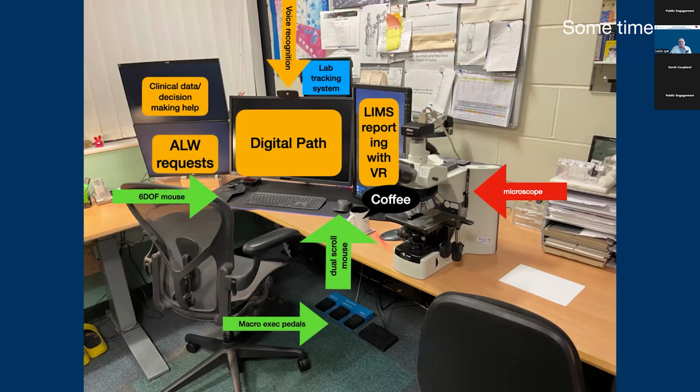On the left side, I have got the additional laboratory work request software, which we are using in an Excel-based way. And I have got my, with a slightly big word, clinical decision making system, the decision support systems and clinical data on the left side of the screen. My daily driver is a 6 degrees of freedom mouse, which is the 3D connection, very, very useful. And in the past, I was using the dual scroll wheel mouse on the right side, enabling a rotation on the thumb scroll wheel, not the top one.